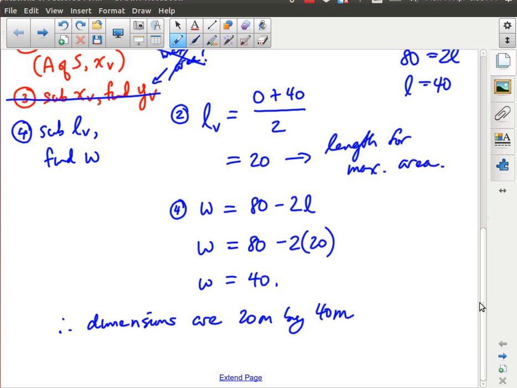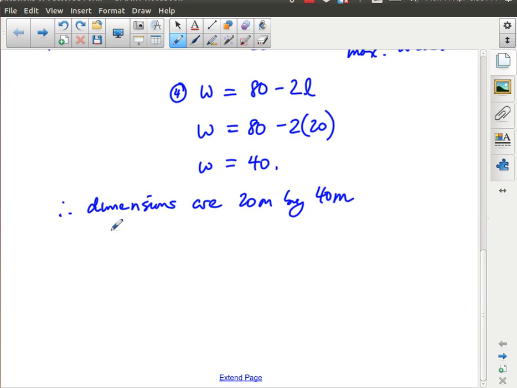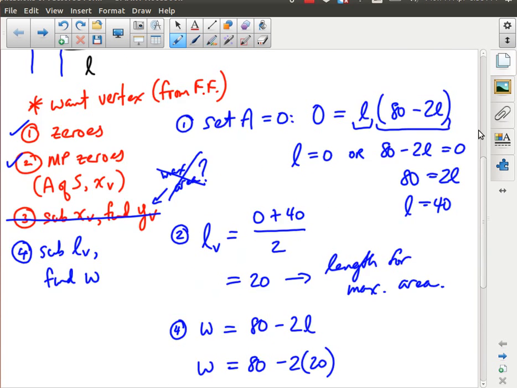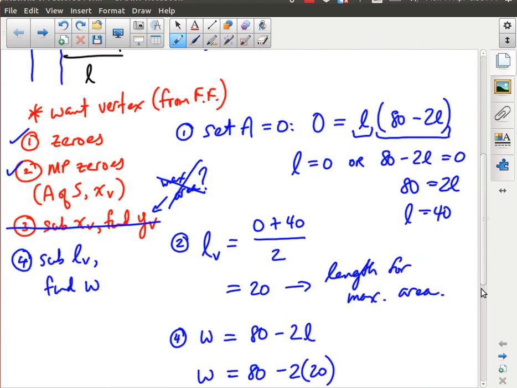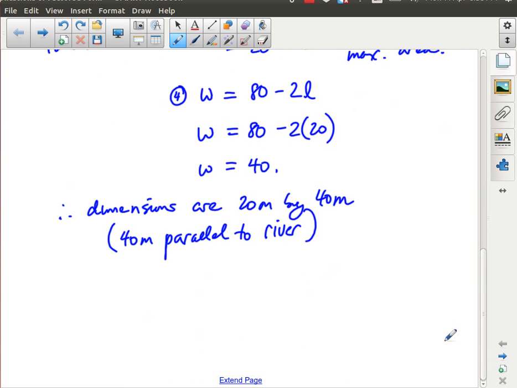And if you've got a diagram, you've made it clear enough that this is a length and this one is the width. But if you are just writing this in text, you might want to say 40 meters parallel to the river, just to make it really clear that the 40-meter side is this long side, which is parallel to the river. That's not a bad idea to include. Okay, so there's our first application question of a quadratic.